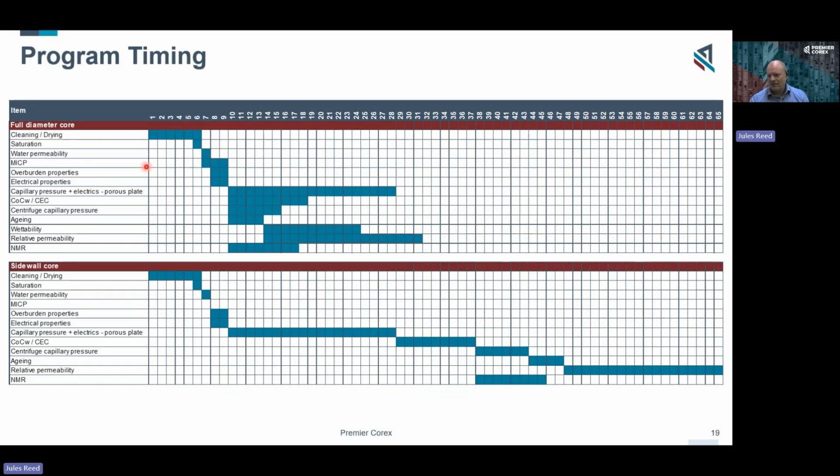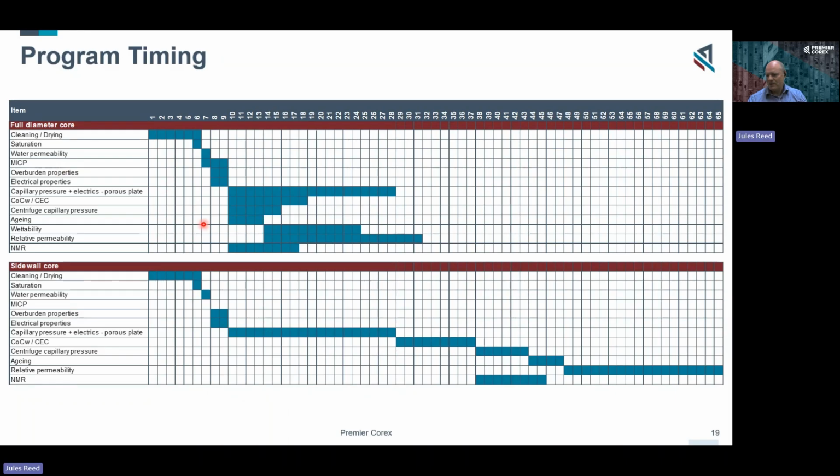Now, in the full cores, we can just obtain offcuts of the samples and put them through the mercury injection. But with sidewall cores, we don't have that option. Any mercury injection has to wait to the very end of testing. I've not shown it on here, but it's basically after week 65 here.